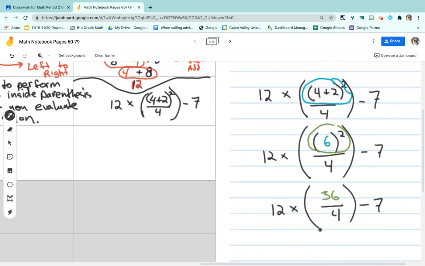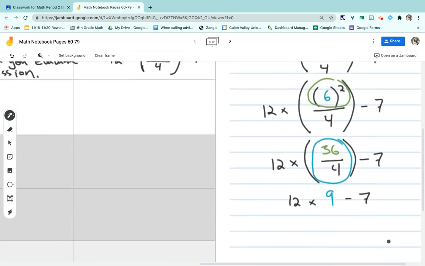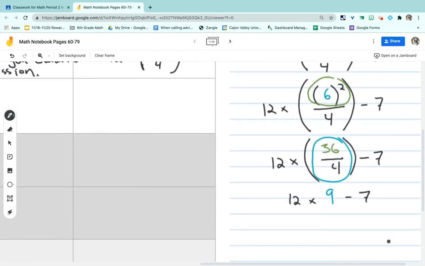Okay, so now I'm still doing what's inside the parentheses. I'm going to keep doing that. In this case, it's 36 divided by 4, and 36 divided by 4 is 9. I'm going to put 9 right here, but we still have that 12 times and minus 7. Okay, now order of operations says that we do multiplication and division left to right, followed by addition and subtraction left to right. In this case, we don't have any division. We just have multiplication. And so we'll do that first, 12 times 9.